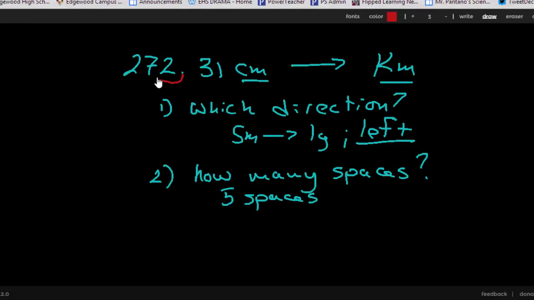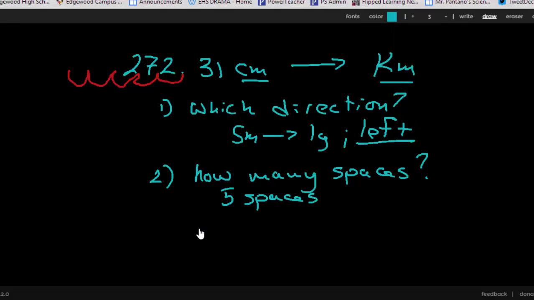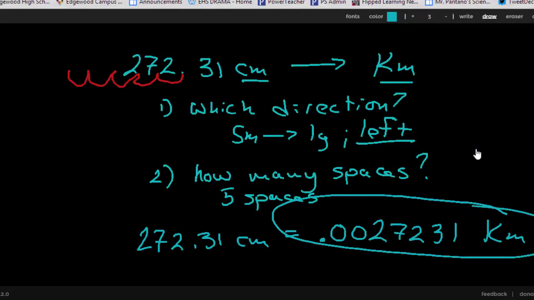So that's here. There's 1, there's 2, there's 3, 4, 5. Now I've got to put some place-holding zeros in that space to account for the extra decimal places that I just moved. So 272.31 centimeters is equal to, I'm going to put a decimal point, then 2 zeros, and then 27231 kilometers. It's a large number of centimeters, but a very small number of kilometers, not even close to 1 kilometer yet, and that's because a centimeter is so much smaller. So there's your answer. Okay?